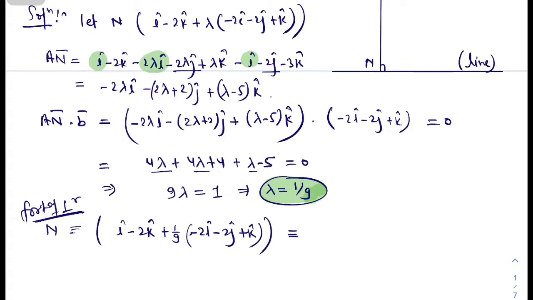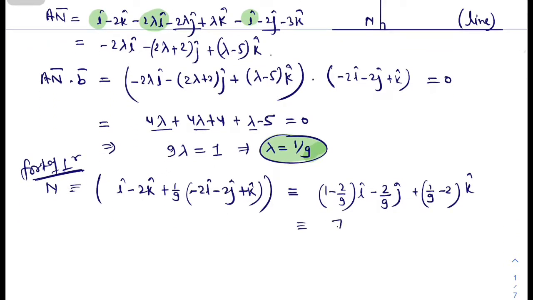Okay, this will be 1 minus 2 by 9 into i cap. The component of j cap is minus 2 by 9 and the component of k cap is 1 by 9 minus 2 k cap. Okay, so this is 7i cap upon 9 minus 2 j cap upon 9 and 1 minus 18 will be minus 17 k cap upon 9. So this is our foot of perpendicular.